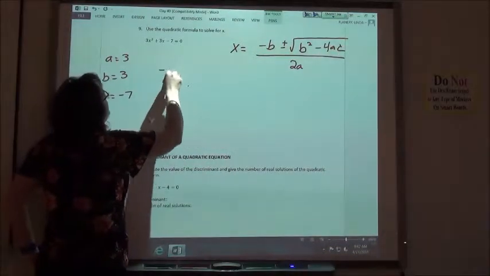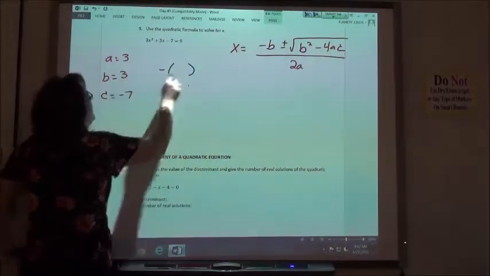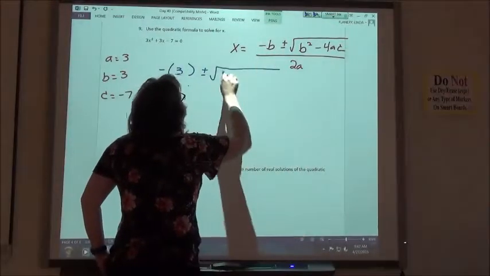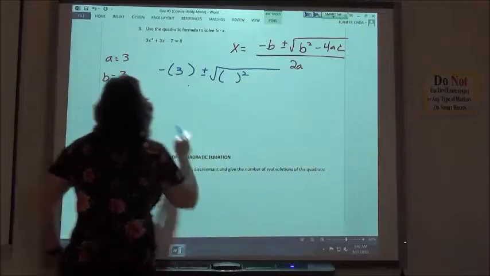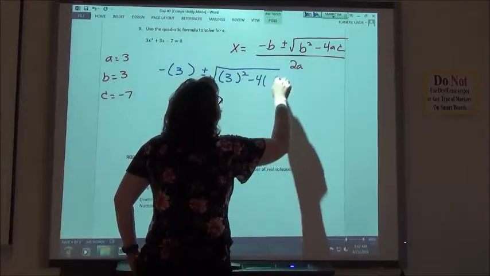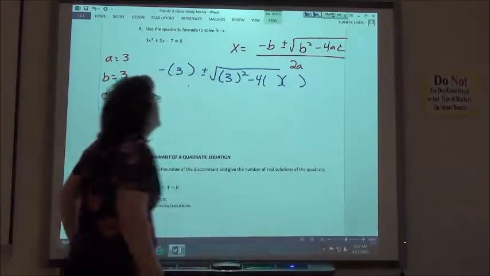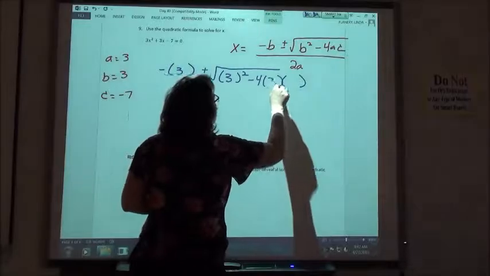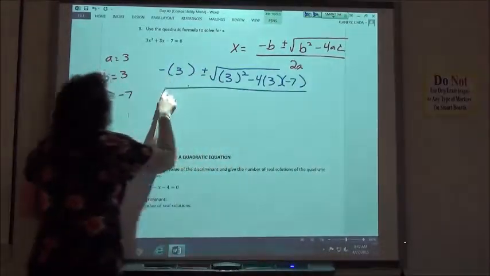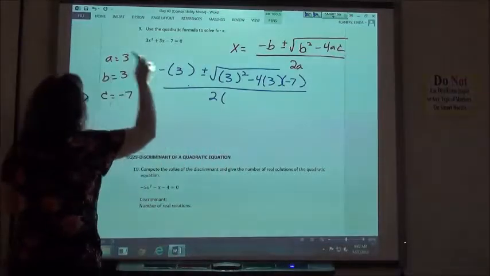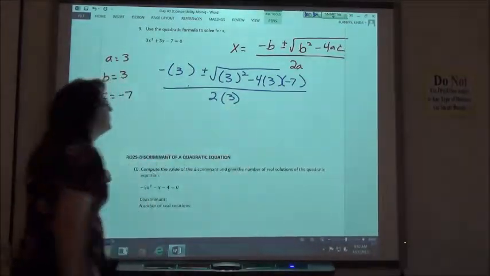So plugging those into my quadratic formula. I'm going to have minus the b value. The b value is 3, plus or minus the square root of the b value squared. The b value is 3 again, minus 4 times the a value times the c value. A is 3, c is -7. All over 2 times the a value. The a value is 3.